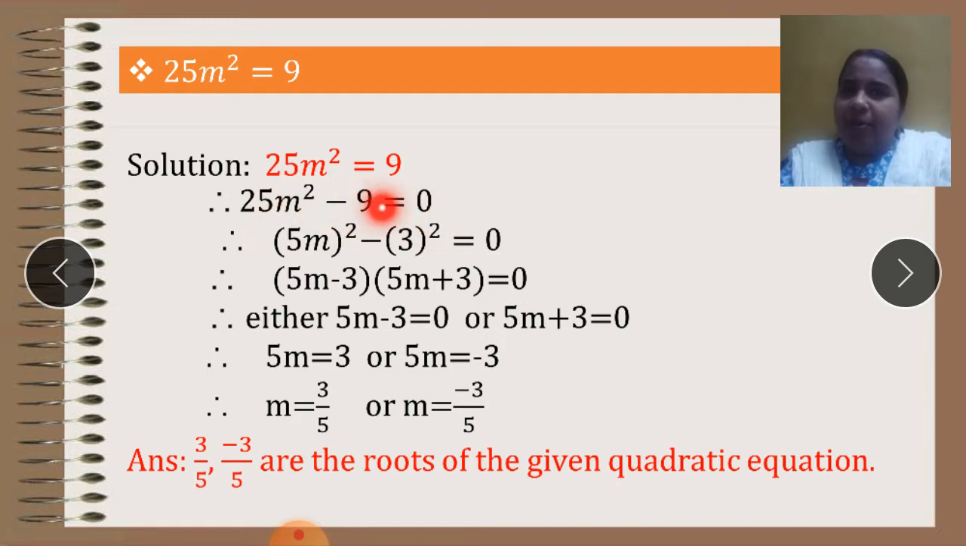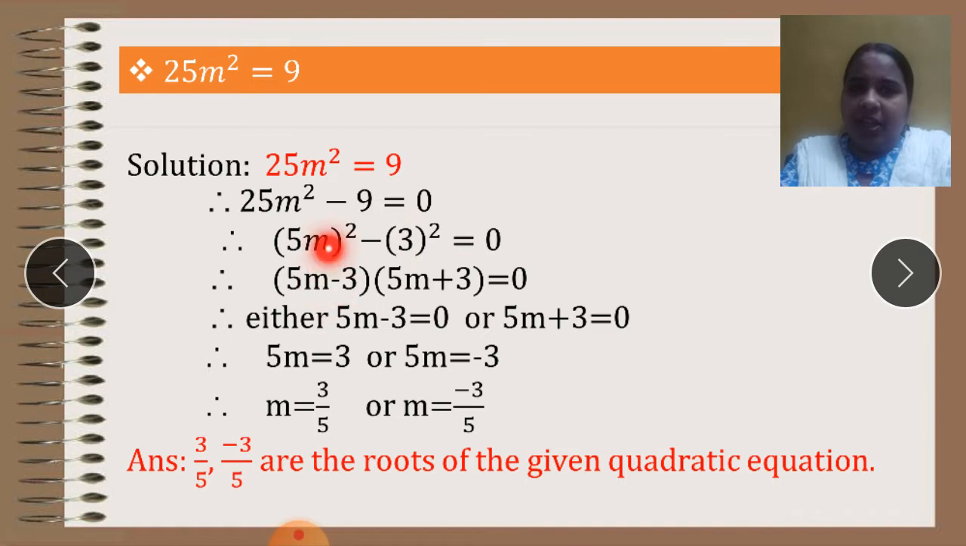Now since these are perfect squares, 25 is the perfect square of 5 and 9 is the perfect square of 3, correct? So we will write it as a whole square: (5m) the whole square minus (3) the whole square. Now why is it written like this? Because we can use an identity formula in this. Which formula? a square minus b square. So what is the formula? (a minus b)(a plus b). So if I apply it here, what will we get?